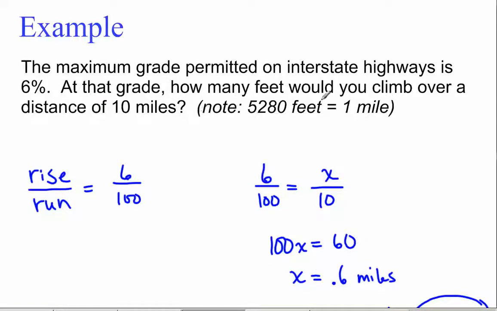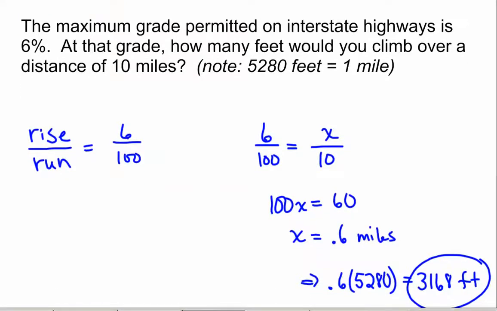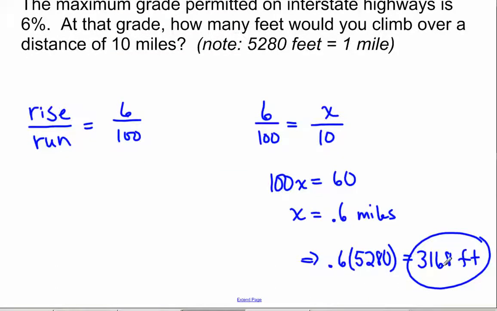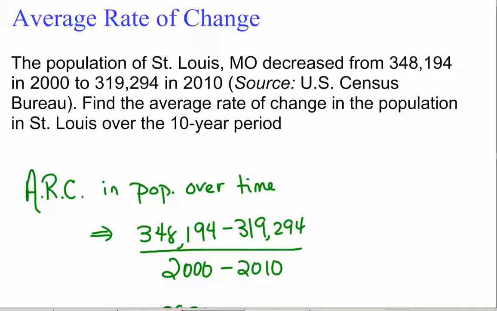Now, they wanted to know how many feet we would climb, so we use this conversion factor. There are 5,280 feet per every mile. So if I take that number times the number of miles I have, I rise or climb 3,168 feet over those 10 miles. Okay. Another application for slope would be average rate of change.